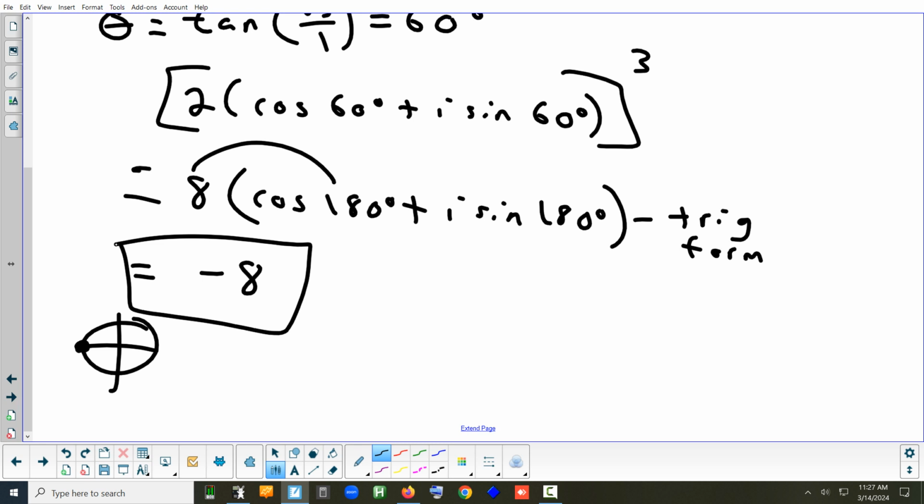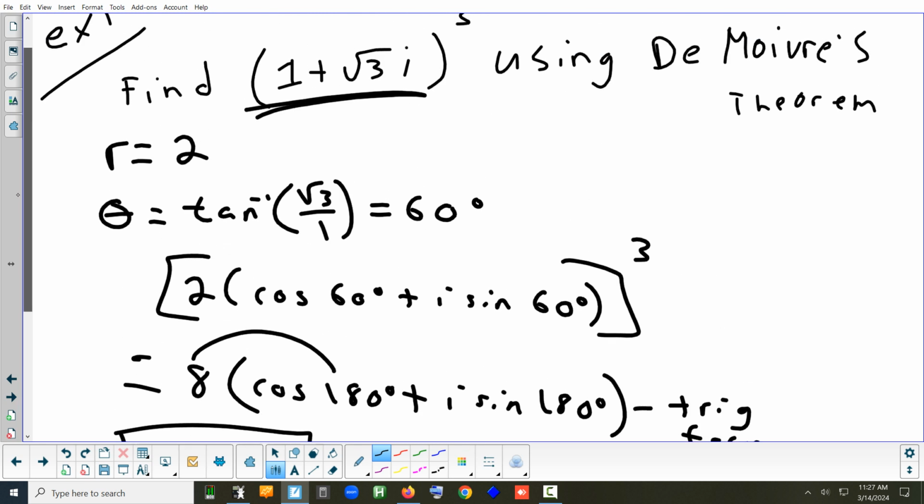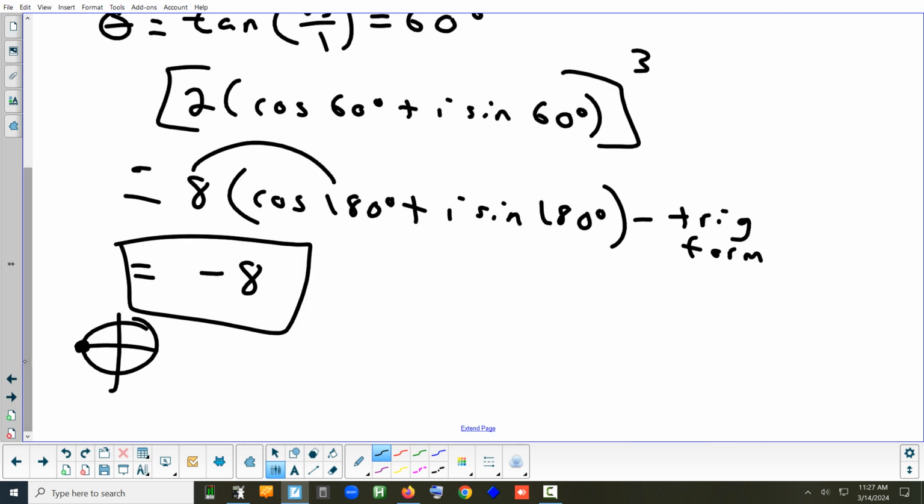And you're not always going to have to change it back to standard form. Sometimes it's fine to leave your answer in trig form. I'm just showing you how to do the whole thing if they ask you for it. Okay. Any questions on that?